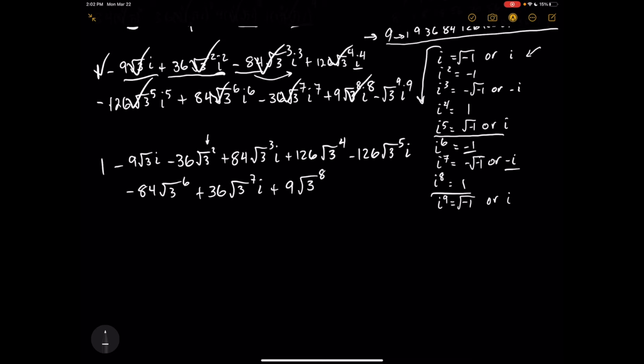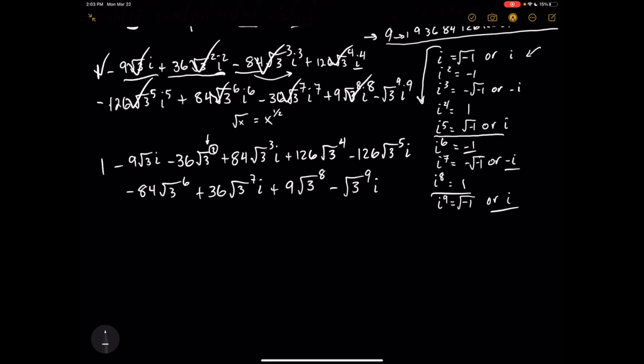And finally, this last one, i to the ninth is just i, so it's going to stay negative root 3 to the ninth i. Okay, so now we've simplified some i's. Now let's look at some of these radicals. All radicals, I'm actually going to just think about them as fractions. A square root of x is the same thing as x to the 1/2 power. So the square root of x squared would be x to the 2/2 power. So I'm just going to make these into fractions and kind of reduce them.